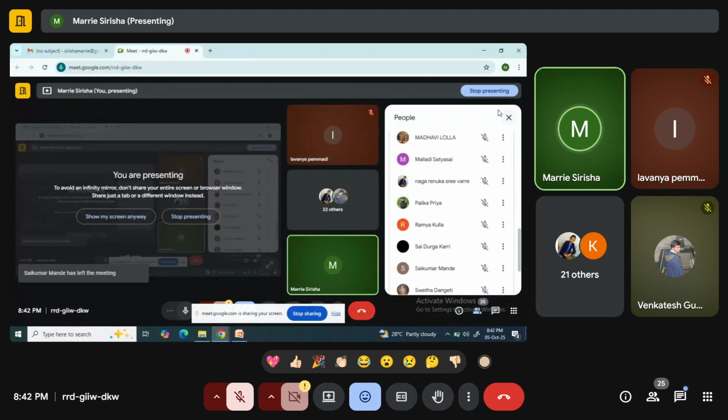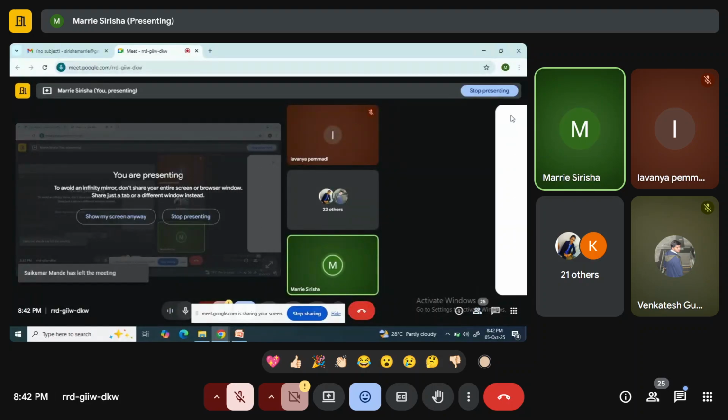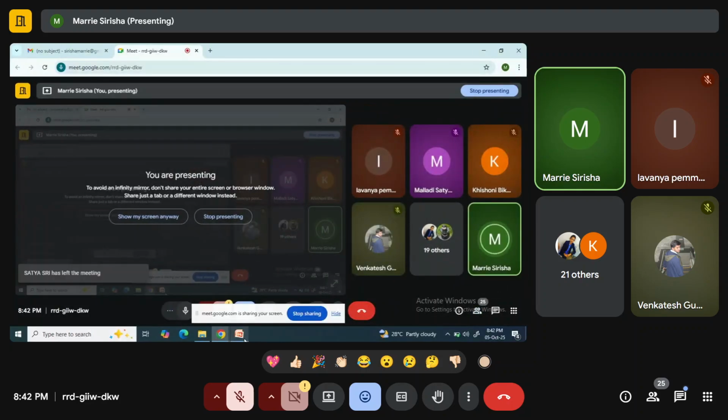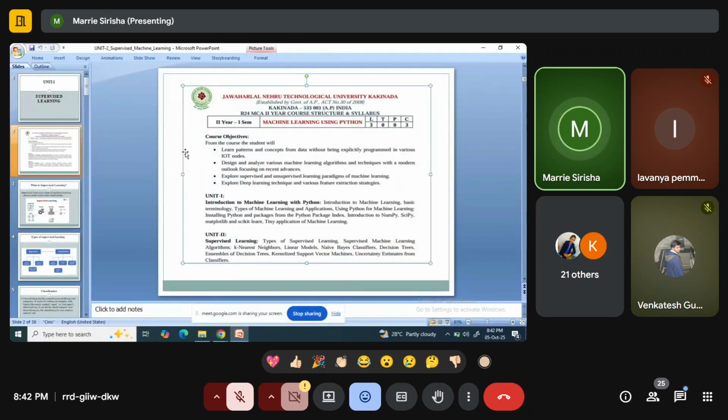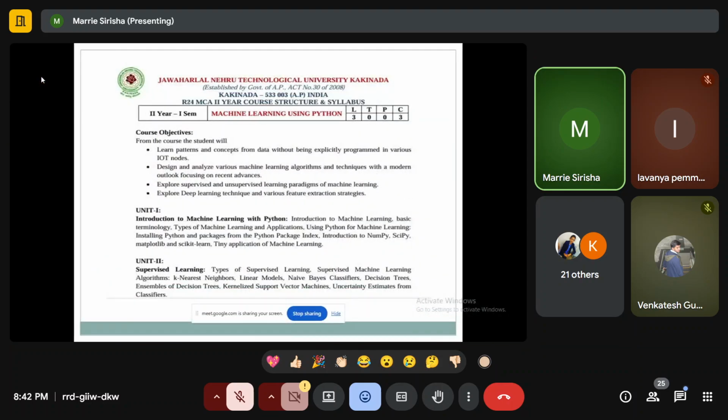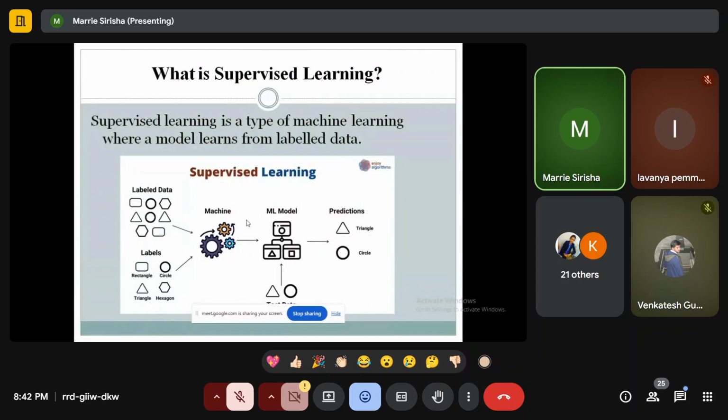Okay, I'm going to discuss the most important questions and how to answer them. In your second unit, the most important concept is types of supervised learning. First, you need to write what is supervised learning.